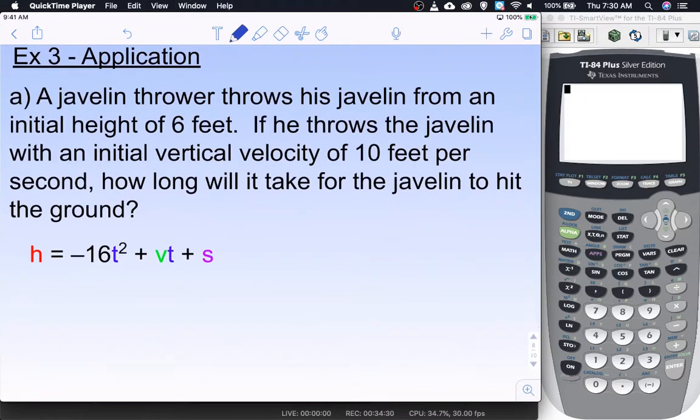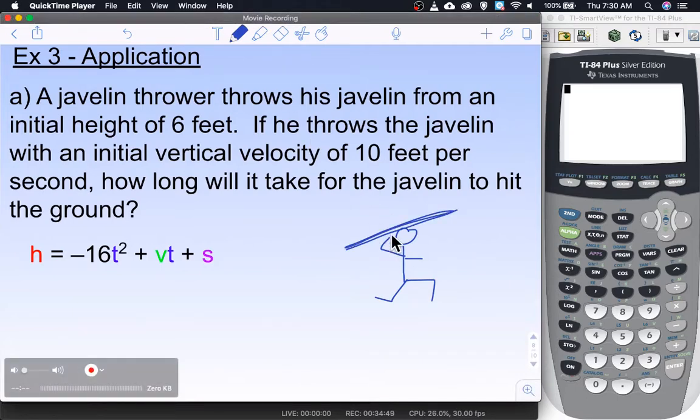A javelin thrower throws his javelin from an initial height of 6 feet. So like, the guy's holding the javelin above his head. So here he is running. Oh, that's a weird leg. Cha-cha, cha-cha. And he has his one arm up like this, and he's going to throw the javelin. So he's throwing it from a height of 6 feet. He throws the javelin with an initial vertical velocity of 10 feet per second. That's just, we're not talking about the sideways distance, how fast up and down it's going. How long will it take for the javelin to hit the ground?